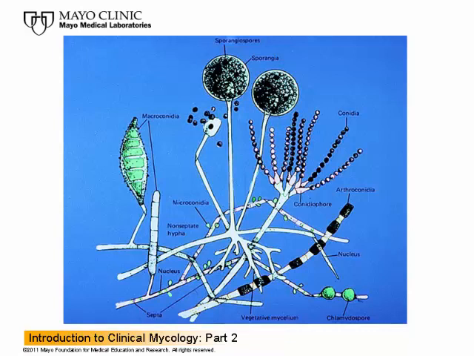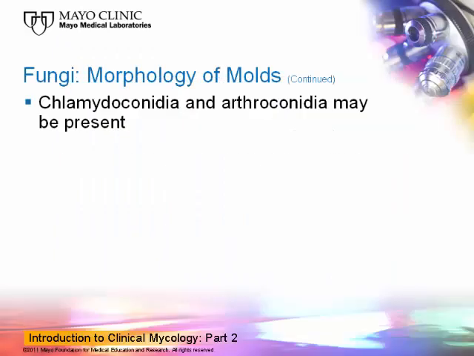Spores are produced in a number of different ways. The morphology of the fungus depends upon the arrangement of the spores and how they're produced, and we'll look at some of that as we go along here. Well, chlamydoconidia and arthroconidia may be present in almost any of the molds.